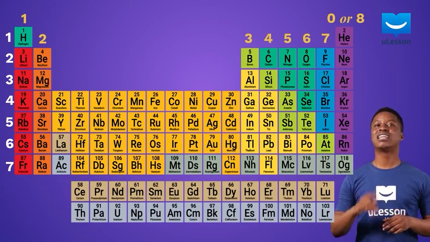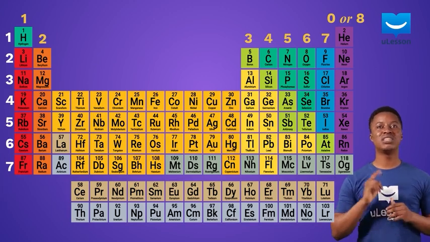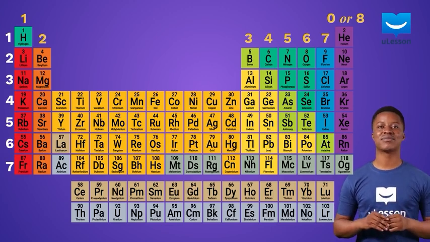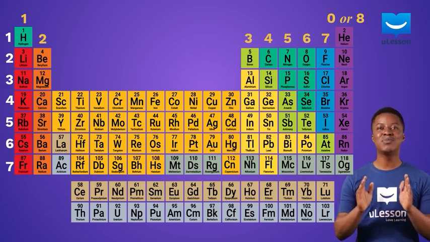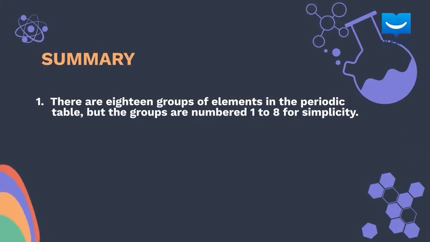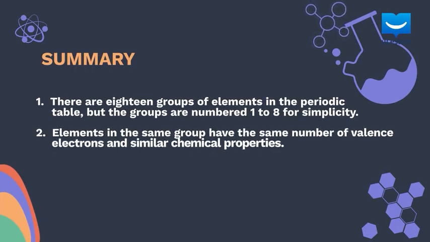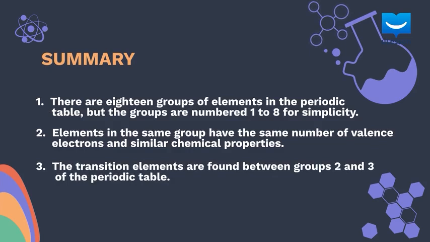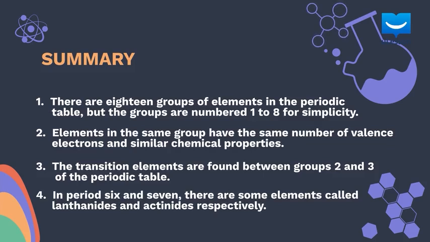I strongly believe that you now have a good understanding of the periodic table based on what you've learned in this lesson. But before we conclude, let's do a simple summary of our discussion so far. There are 18 groups of elements in the periodic table, but the groups are numbered 1 to 8 for simplicity. Elements in the same group have the same number of valence electrons and similar chemical properties. The transition elements are found between groups 2 and 3 of the periodic table. In period 6 and 7, there are some elements called lanthanides and actinides respectively.